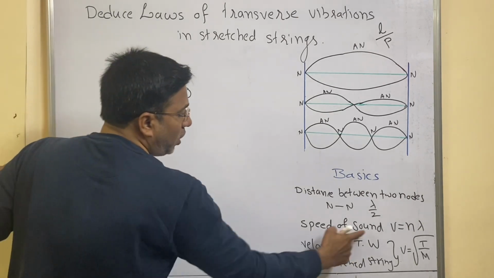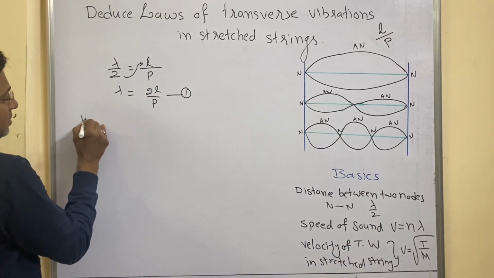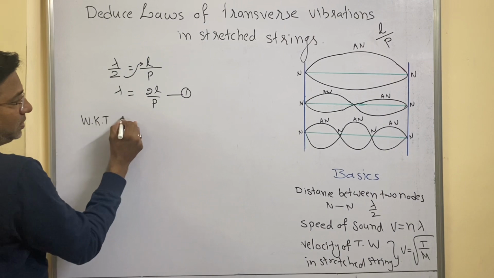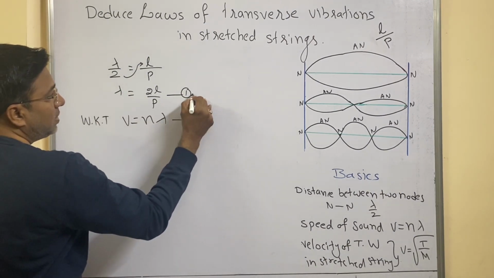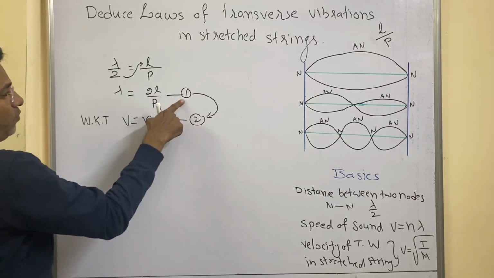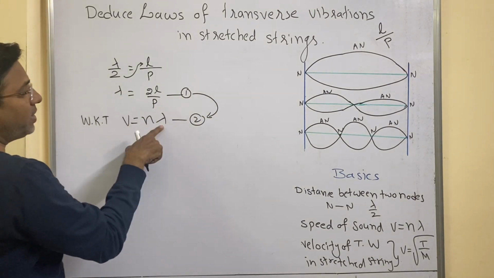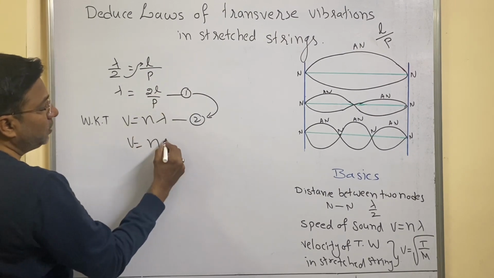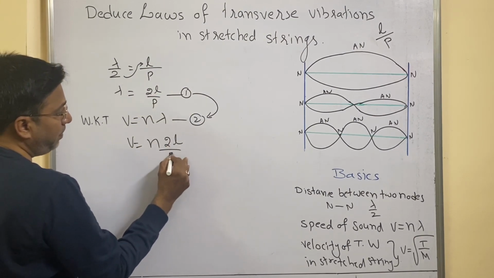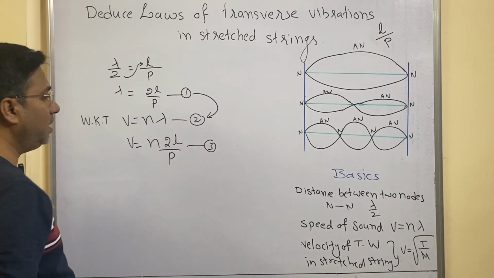Now use speed of sound formula, that is, we know that v is equal to n lambda, equation 2. Substitute the value of 1 in 2. In 1 you have the value of lambda, we will write it here. So v equal to n, in place of lambda 2L by P. Make this equation number 3.